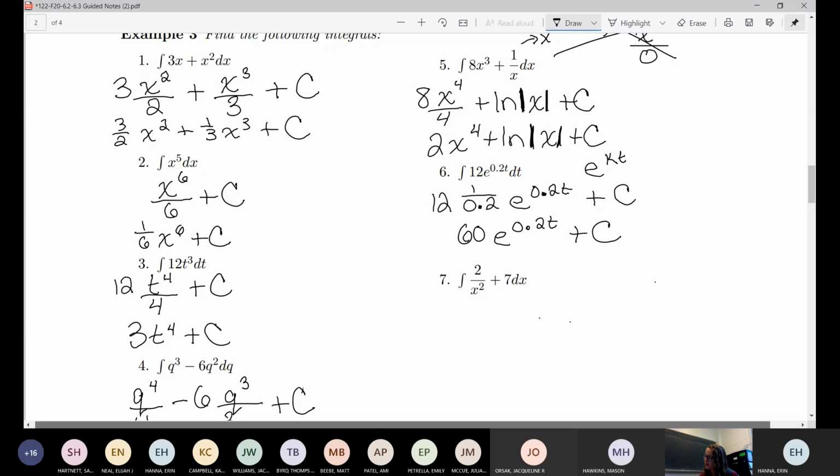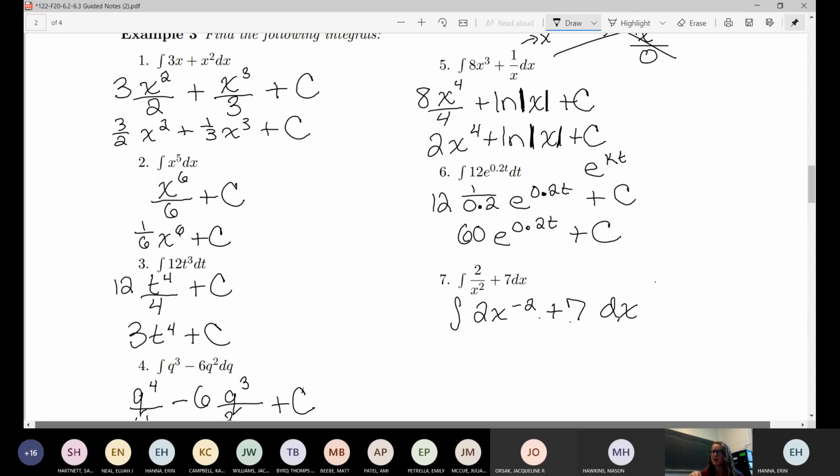Okay, now here's the one that always trips everybody up. This next one does not include a natural log rule because this is equivalent to 2x to the negative 2nd plus 7. And this is actually fair game for the anti-power rule. So you need to be really careful that you don't just view anything over x to the something as a natural log thing. The only time it turns into a natural log is if it's just 1 over x.